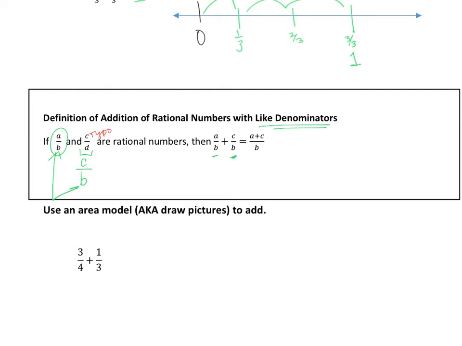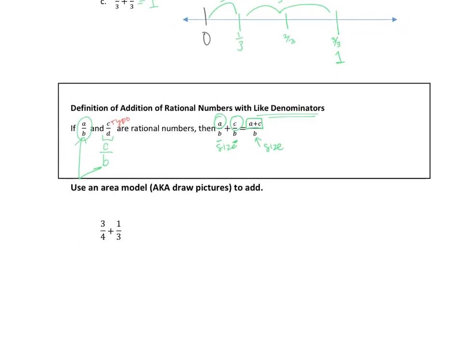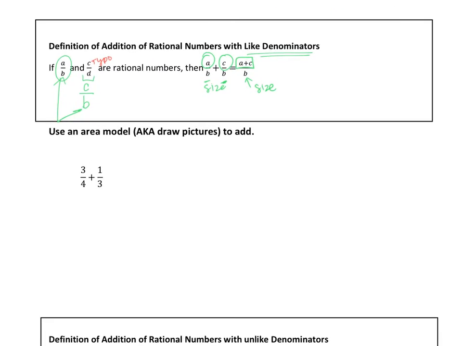And so if the denominators are the same, that's telling us the size of the pieces. And so we have a of them plus c of them. And so altogether it's a plus c of them, and the size is still remaining the same. So now the next question will be, okay, so we get that, and that made sense for our last problems. But then when we have something like 3/4 plus 1/3, those ones have not like denominators. And so how are we going to approach that?